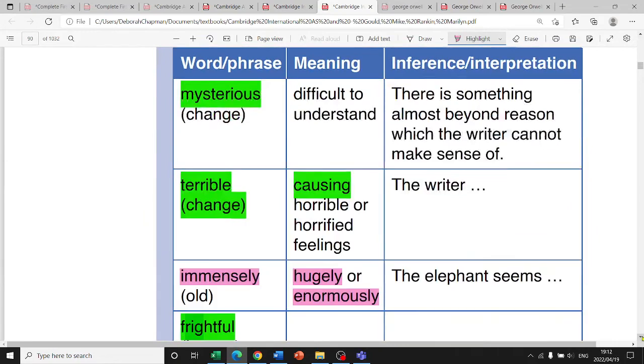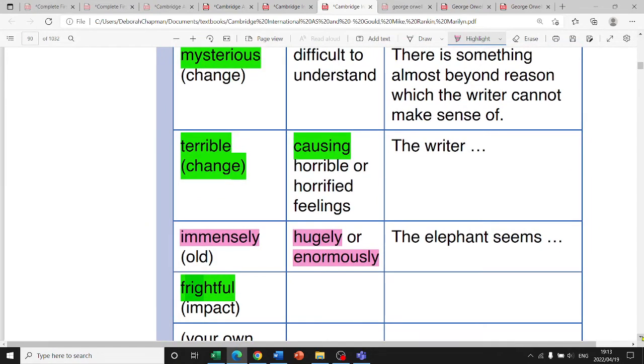Immensely. So what is immensely? It's got an ly at the end, normally, not always. If a word ends with ly, it's probably an adverb. So hugely or enormously. So why would he describe the elephant as suddenly immensely old?